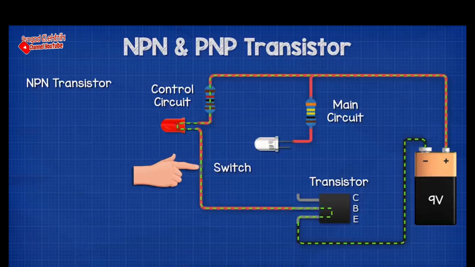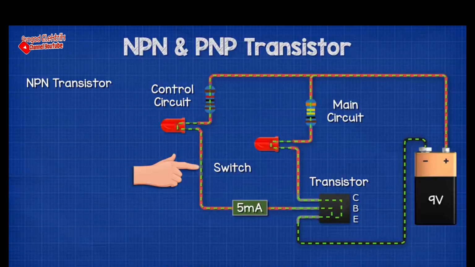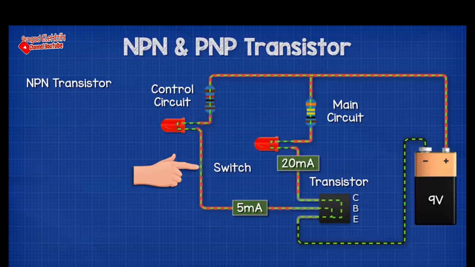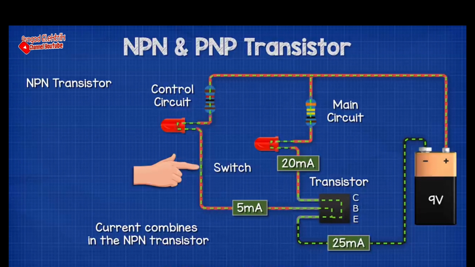In this simplified example, when the switch is pressed, there are 5 mA flowing into the base pin. There are 20 mA flowing into the collector pin, and 25 mA flowing out of the emitter. The current therefore combines in this transistor.